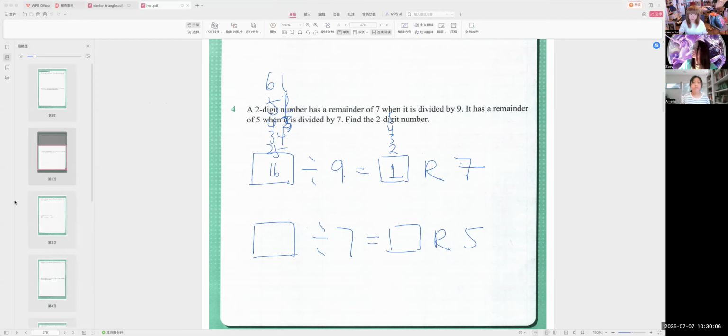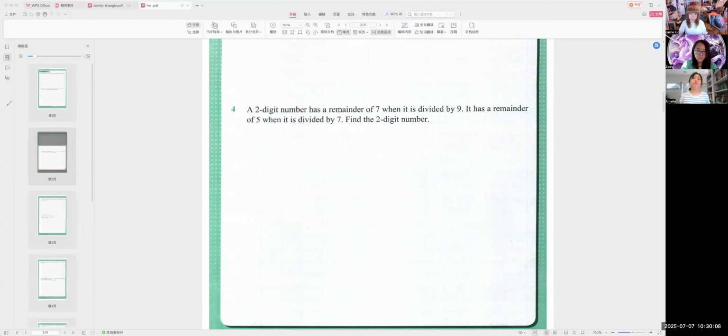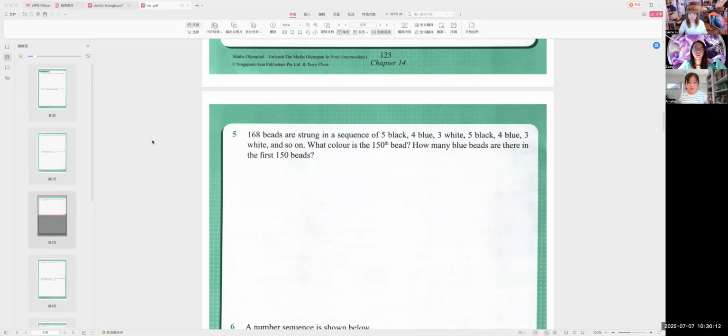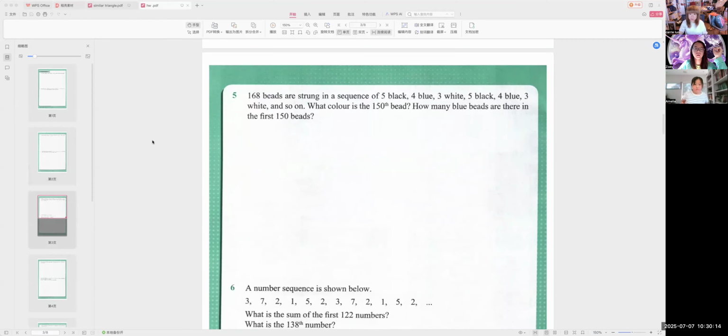Can you do this question now? Don't wait until the teacher gives you homework and you still can't do it. So number 5, 168 beads are strung in a sequence of 5 blacks, 4 blues, 3 whites, 5 blacks, 4 blues, and 3 whites, and so on. What color is the 150th bead? How many blue beads are there in the first 100 beads?